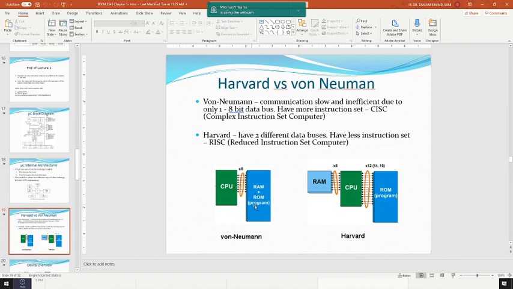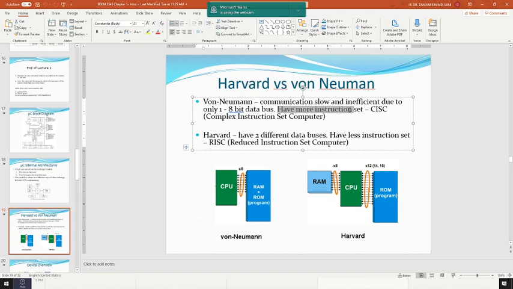Okay, so the difference will be the connections. You can see that Von Neumann communication is slow and inefficient because the data bus is only one way, using the same one over here. The Von Neumann architecture also has more instructions. This is the command that it uses to do the execution over here.